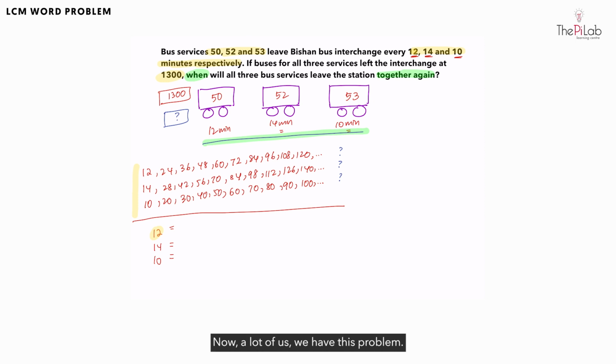Now, a lot of us, we have this problem. When the teacher asks us to divide by prime numbers, our mind goes blank, right? We cannot think of the prime numbers. So it's a good habit to write down the prime numbers somewhere. So let's say we write down the first 5 prime numbers. Okay, that should be enough to help us with this question. So the first prime number will be 2, followed by 3, 5, 7, and the very famous store, 7-Eleven. So the next number is 11.